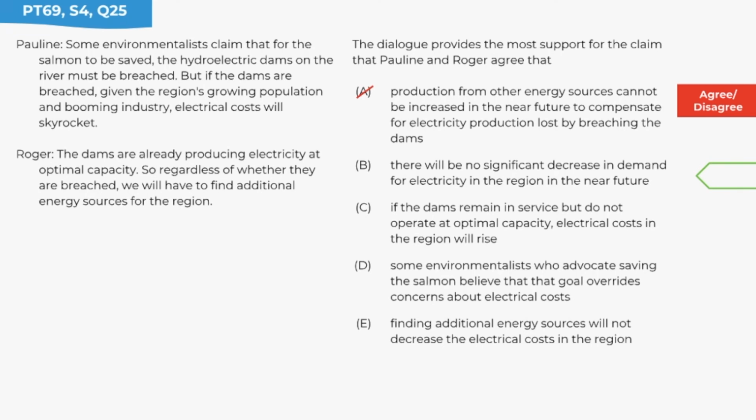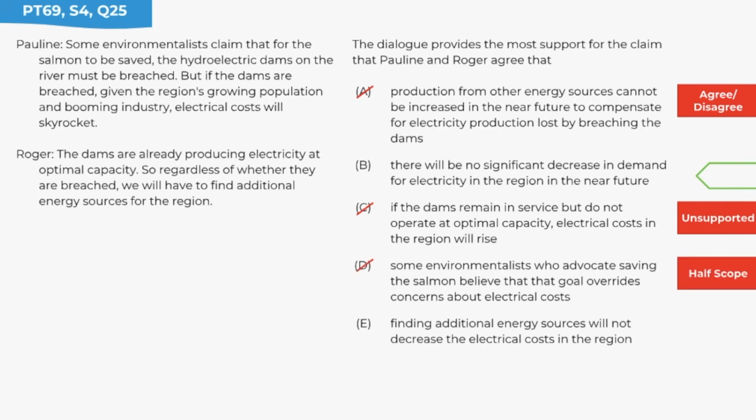This is simply unsupported. Answer choice D says some environmentalists who advocate saving the salmon believe that the goal overrides concerns about electrical costs. Well, Pauline addresses what those environmentalists believe, but Roger doesn't. And so this is, again, half scope.